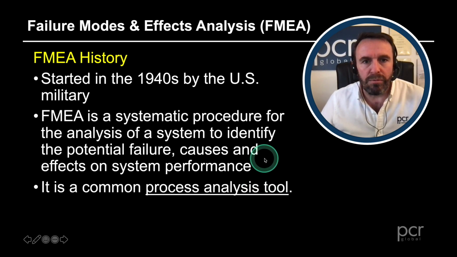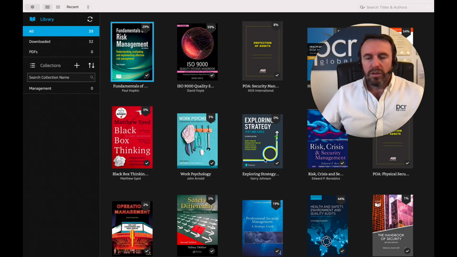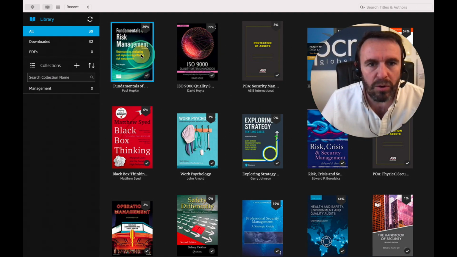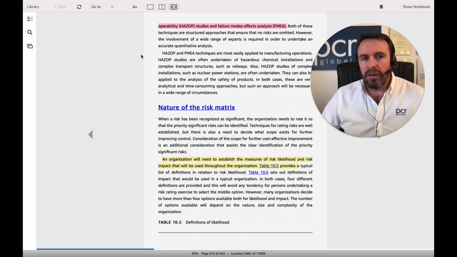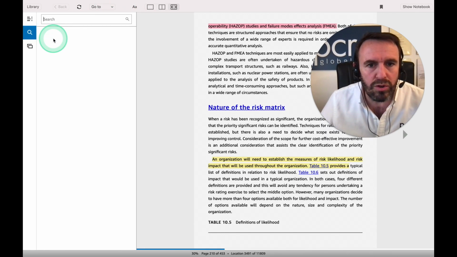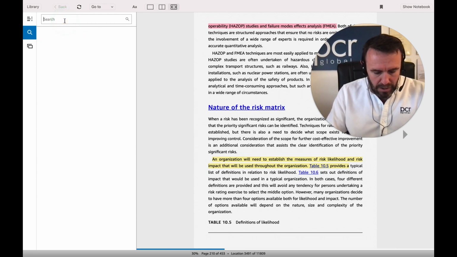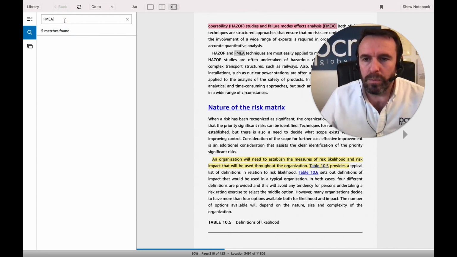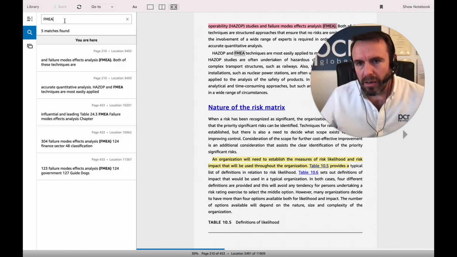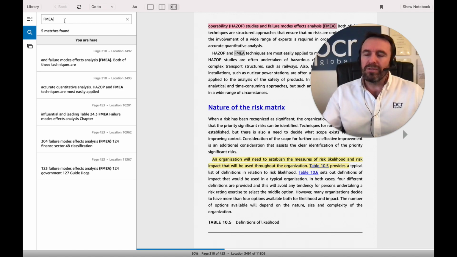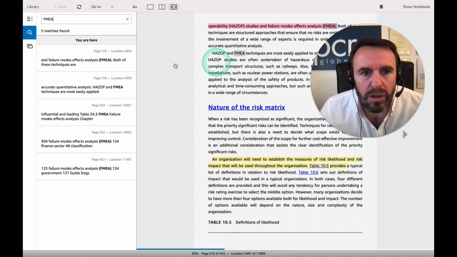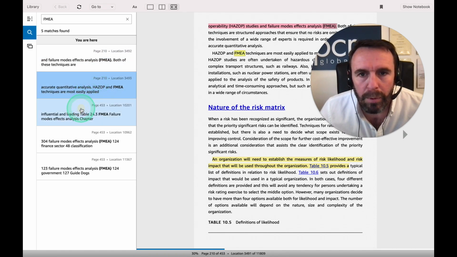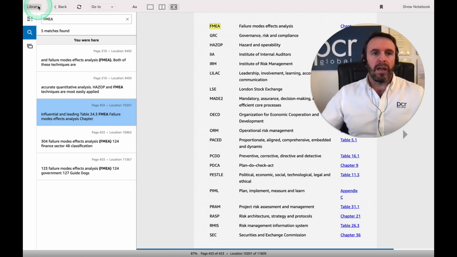So how common is it really? Well, if we dive out of this and go into my Kindle library, let's have a look. The Fundamentals of Risk Management, is FMEA mentioned in there? It's mentioned a few times if we do a search for it. This book accompanies the course, the form course. You don't get it if you do the course. The book is far more in depth than what that course actually delivers. But it certainly mentions FMEA on a number of occasions in here. So it is well used.